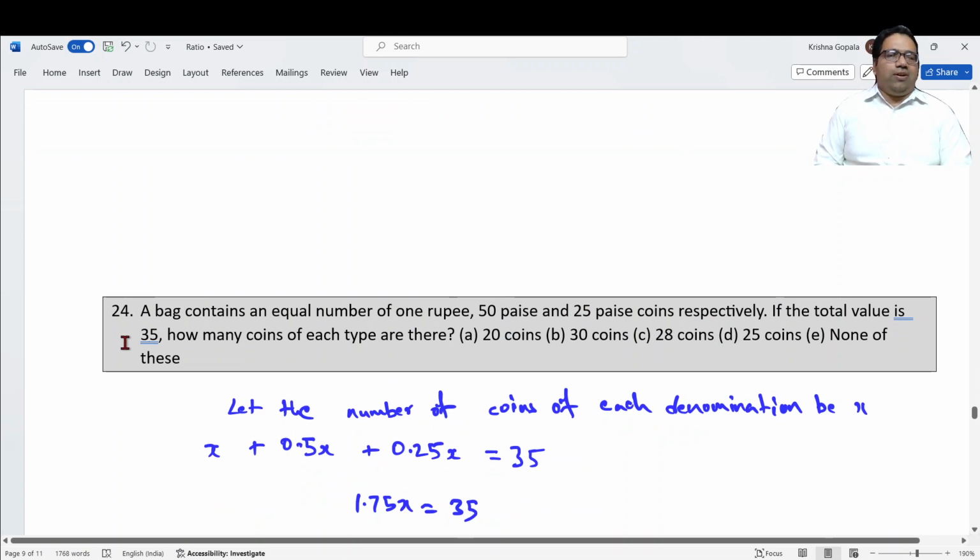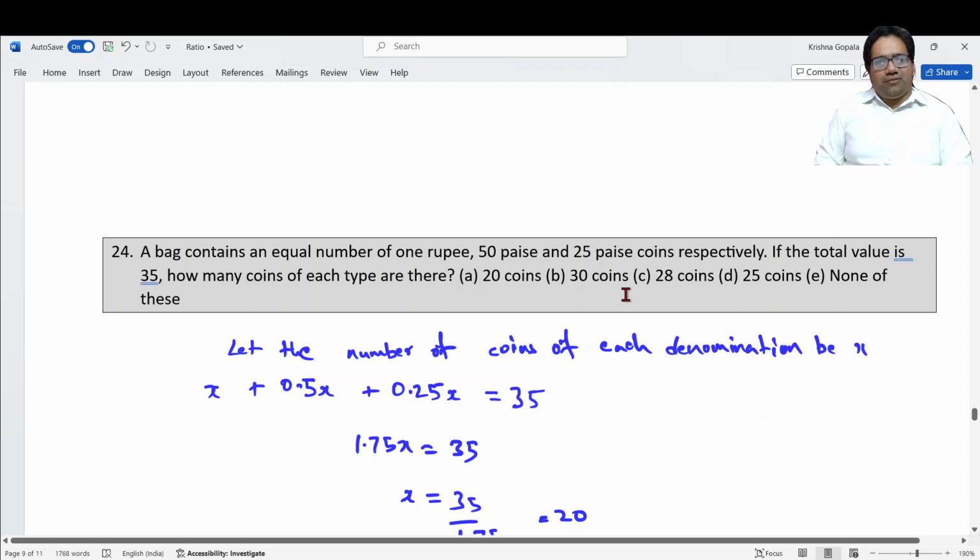Next one. A bag contains an equal number of 1 rupee, 50 paisa, 25 paisa coins respectively. The total value is 35. Very good. How many coins of each type are there? Okay. Let the number of coins be x. X number of 1 rupee, x number of 50 paise, x number of 25 paise.